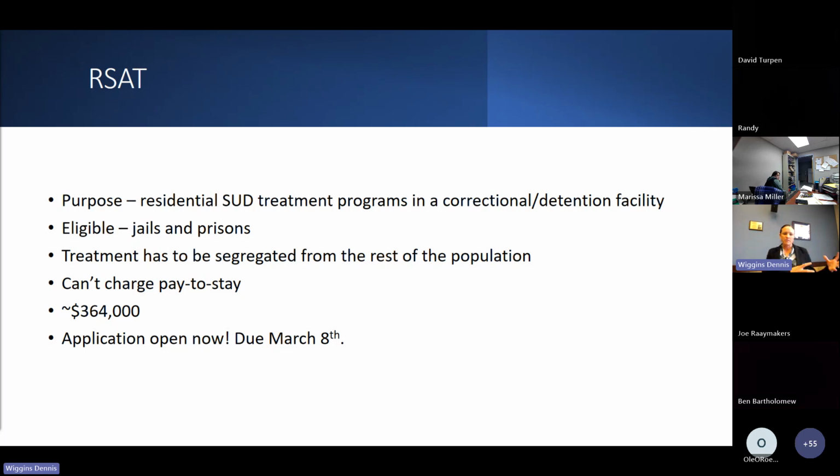Treatment has to be segregated from the rest of the population. Next cycle is open right now. We have about $364,000, and those applications are due March 8th.